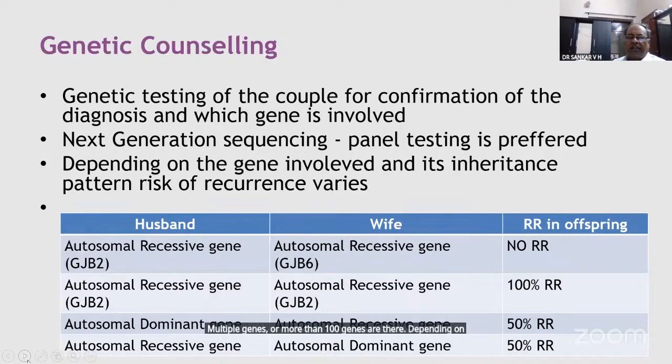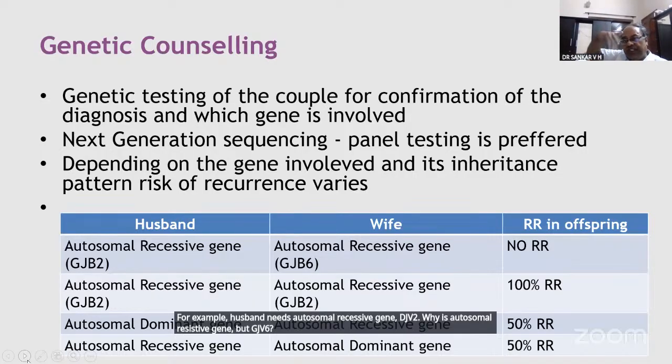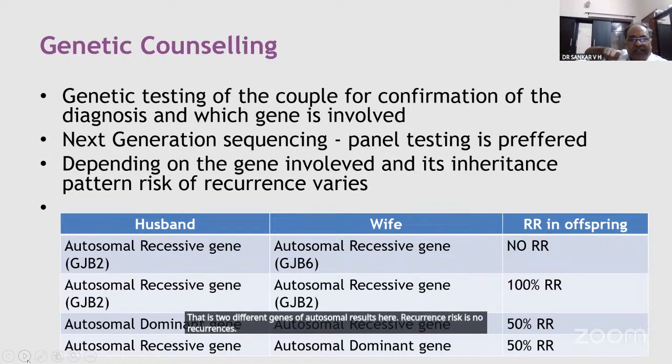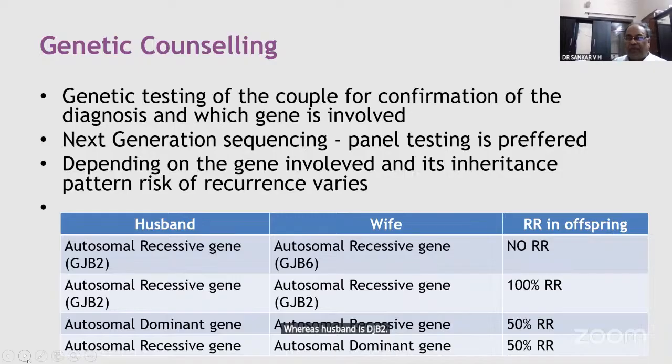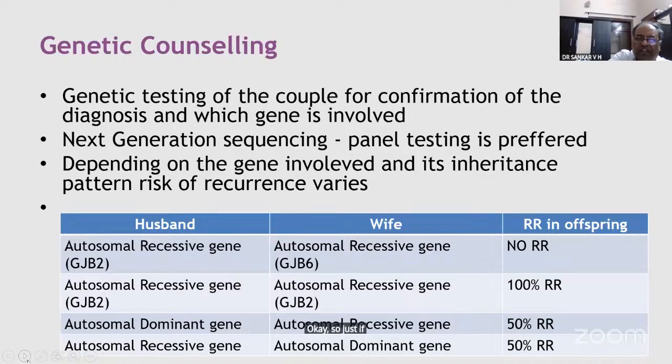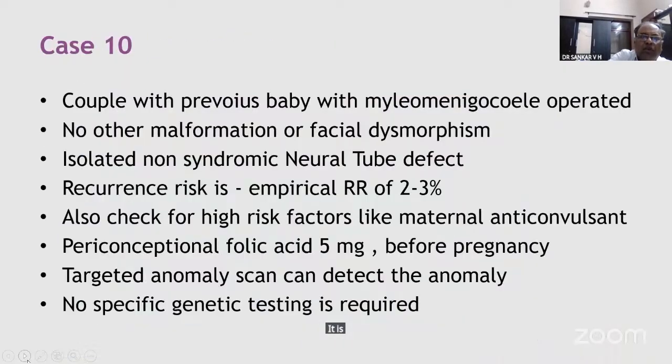Depending on the gene involved, inheritance will vary. For example, the husband has autosomal recessive gene GJB2, and the wife has an autosomal recessive gene but GJB6. That is two different autosomal recessive genes, so the recurrence risk is nil. Whereas if the husband is GJB2 and the wife is also GJB2, then it is 100% recurrence. So it is very, very important. If the husband is autosomal dominant and the wife is autosomal recessive, then there is a 50% recurrence of the dominant gene. The recessive gene will be inherited only when the husband is a carrier, otherwise it will not. So depending upon the combination, it will vary. You don't want the empirical recurrence, I think.